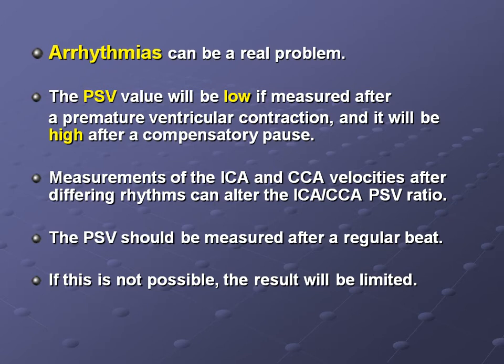The velocities after different rhythms can alter the ICA to CCA ratio. We cannot measure the peak systolic velocity, and we cannot measure the ratio, because they are all irregular arrhythmia. Okay, so you should wait for a regular beat and then you measure. If it is not possible, the results will be limited. If there is not a single regular beat, then it is a limited examination. You look for the plaques, you measure them, and that's it. The velocities will be impossible to measure.